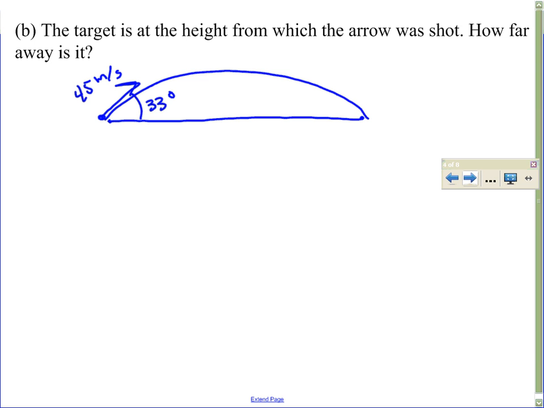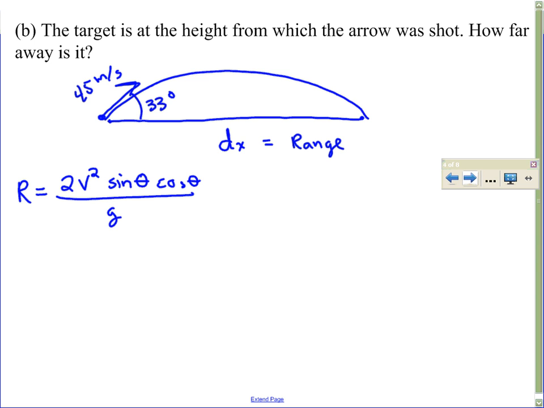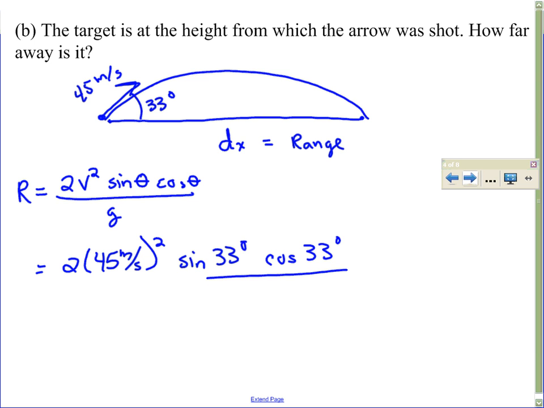So we can use our new equation because we're trying to find dx, which is, when it begins and ends at the same level, a range. So our new equation tells us the range is 2 times the initial velocity squared times the sine of theta cosine theta divided by g. So we have 2 times 45 meters per second, squared, multiplied by the sine of 33 degrees, the cosine of 33 degrees, and divided by 9.8 meters per second squared.